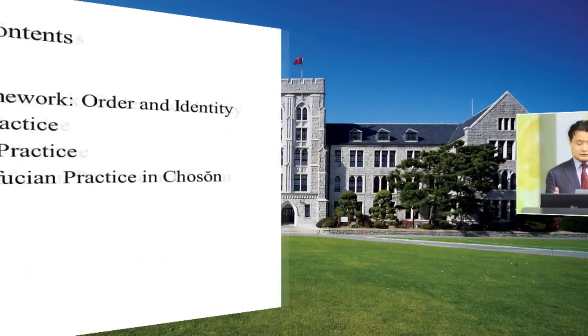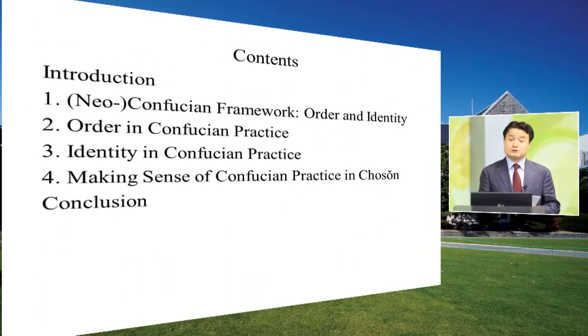In the contents, we have the introduction first, and then chapter 1, the Neo-Confucian Framework, Order and Identity. This is about the theoretical basic information needed to understand Confucian practice in Joseon. The following two chapters, chapter 2 and chapter 3, will treat the specific content and meaning of Confucian practice in the Joseon period. Chapter 2 is order in Confucian practice, and chapter 3 is identity in Confucian practice.